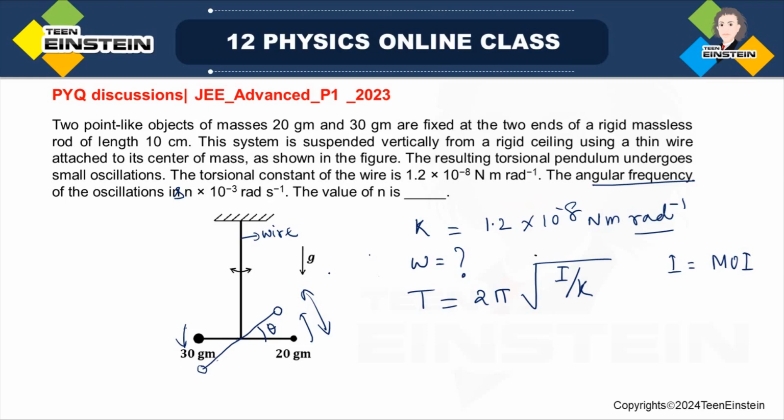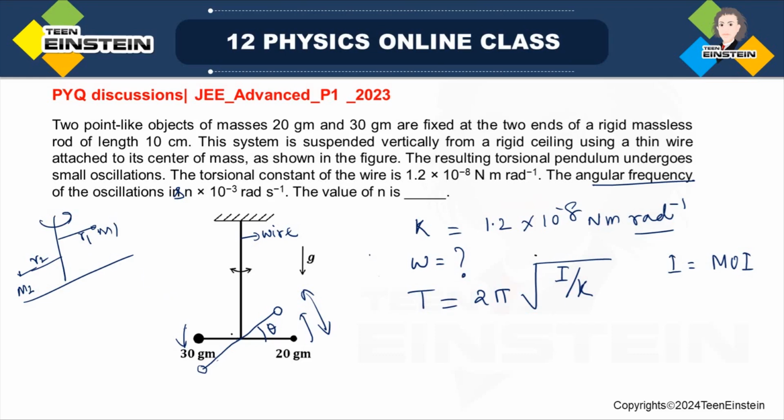To find the moment of inertia, we need to know the rotational axis here. The axis of rotation is this wire itself, and then I have to find the moment of inertia for these two point objects. I have an object where I have two points. If I know this is my axis of rotation, I have two objects, M1 here at distance R1 and M2 here at distance R2, then finding the moment of inertia is not a difficult job.